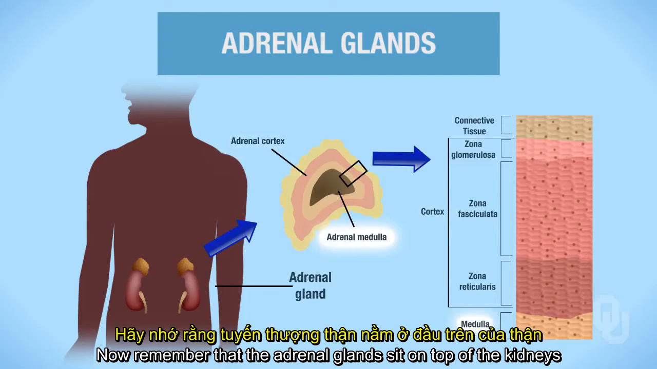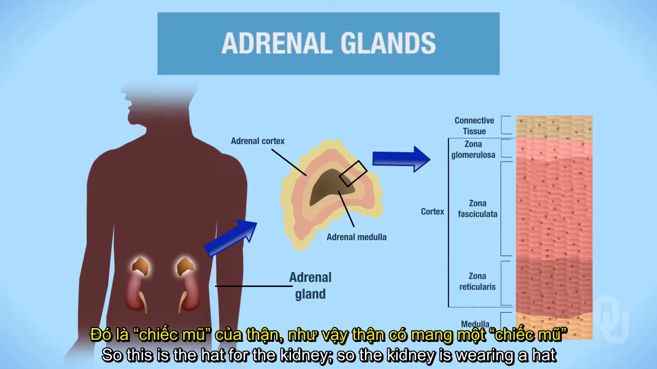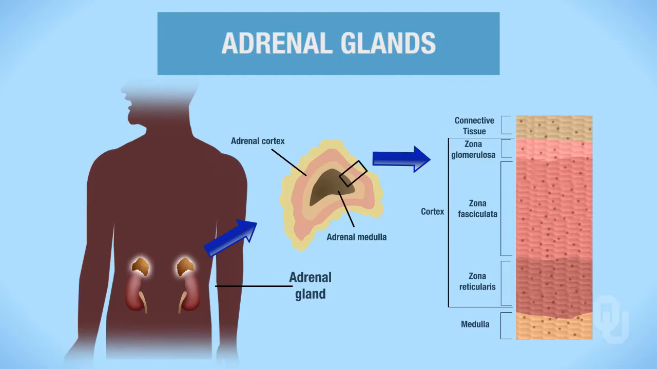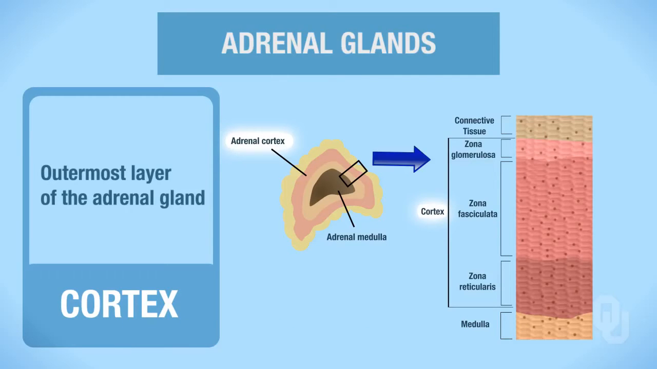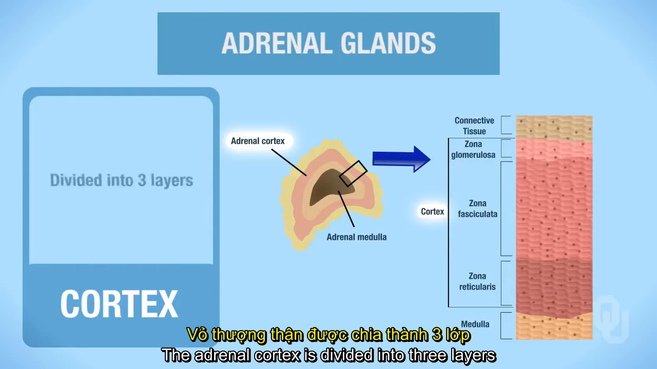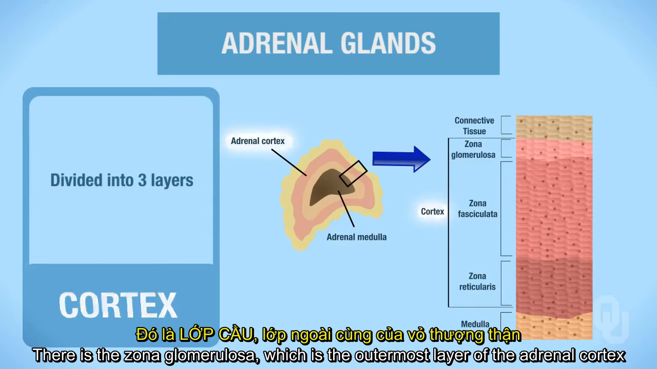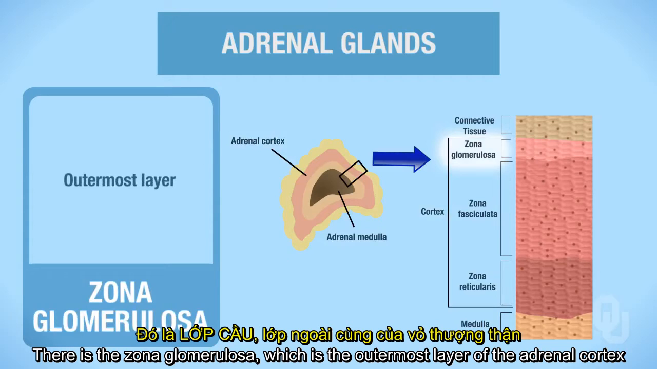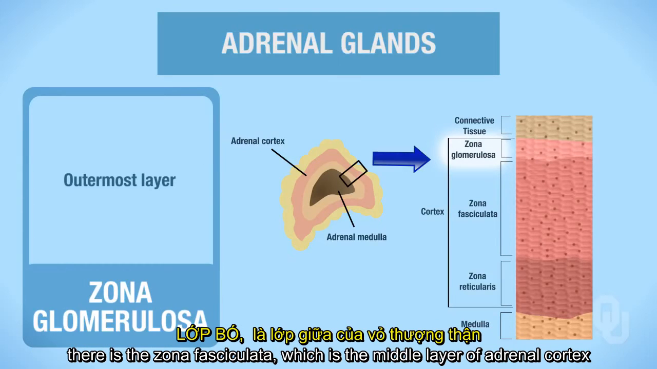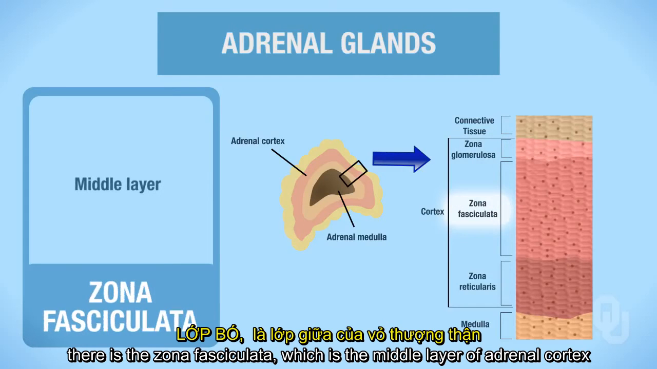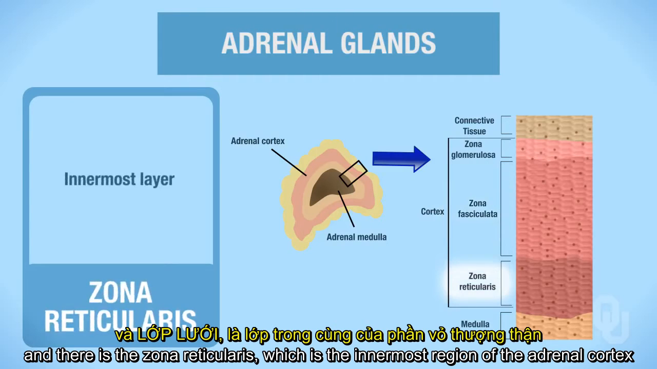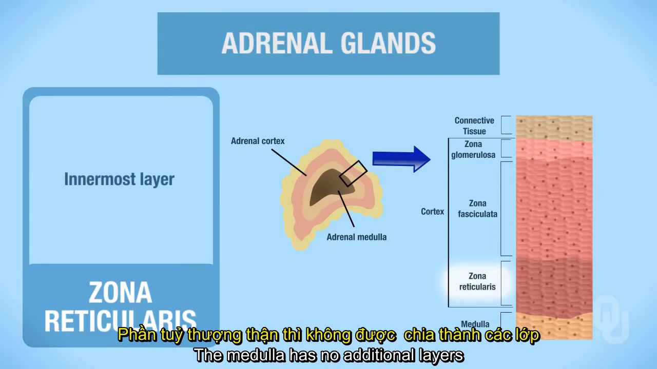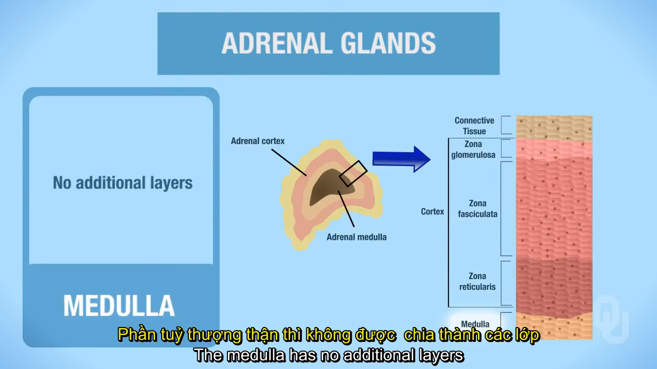Now remember that the adrenal glands sit on top of the kidneys. So this is the hat for the kidney. So the kidney is wearing a hat. So let's focus on the adrenal cortex, that outermost layer of the adrenal gland. The adrenal cortex is divided into three layers. There is the zona glomerulosa, which is the outermost layer of the adrenal cortex. There's the zona fasciculata, which is the middle layer of the adrenal cortex. And there is the zona reticularis, which is the innermost region of the adrenal cortex. The medulla has no additional layers.